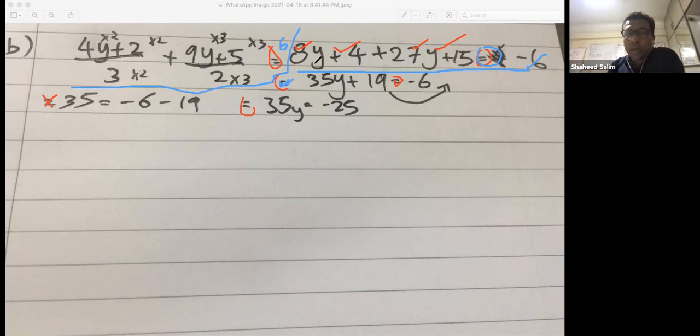Now 8y, 35y plus 19. So this is correct. So so far, until here you are correct. So what happened now? He wants to do this one as a separate.